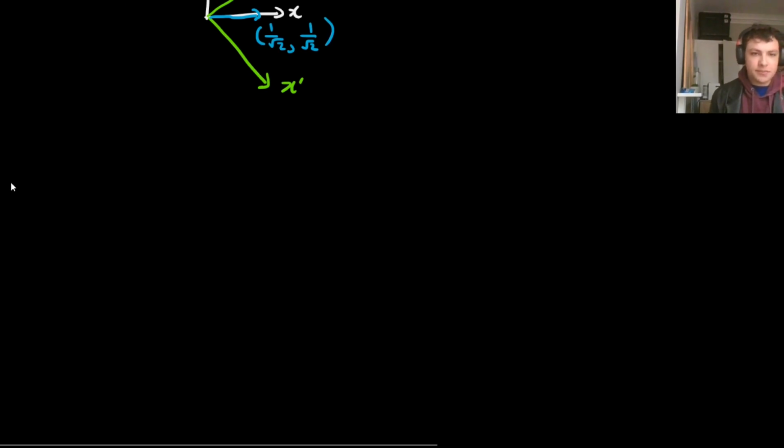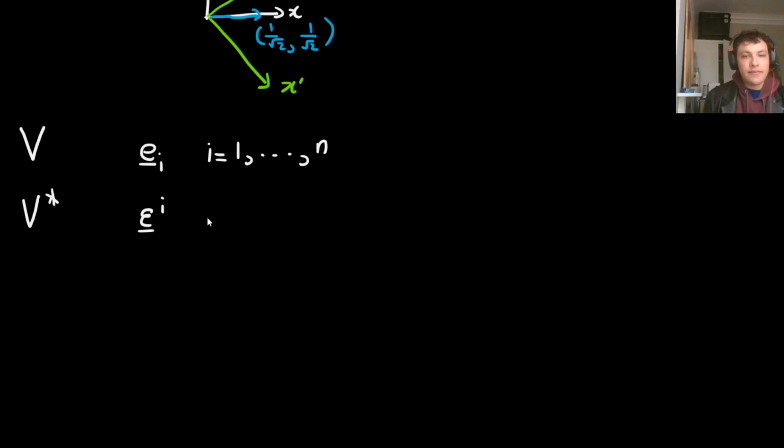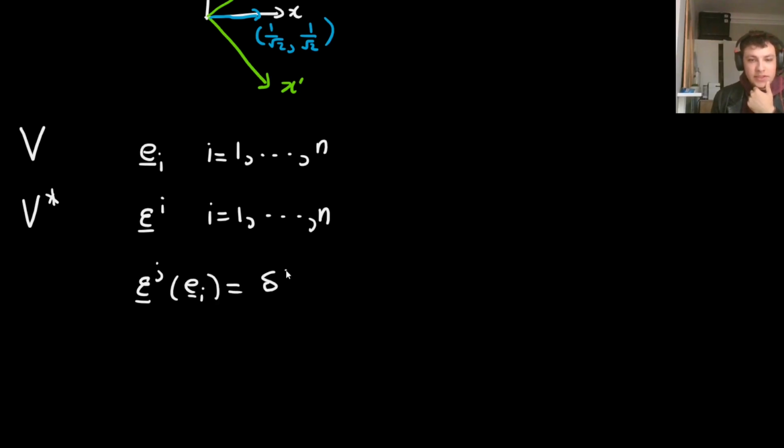We're going to fix a vector space V, or a module V, which usually in general relativity is your tangent space T_pM. We're going to have a basis e_i for i from 1 up to n. And for its dual space V star, we can choose a dual basis epsilon^i for the same i range. The dual basis is special because epsilon^j acting on e_i is delta^j_i, so it's 1 if j and i are equal, and it's 0 if they're not.